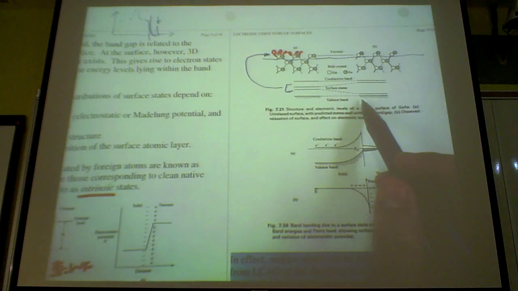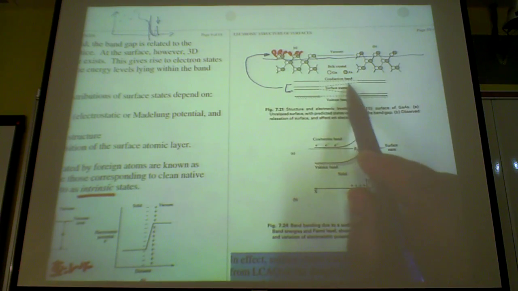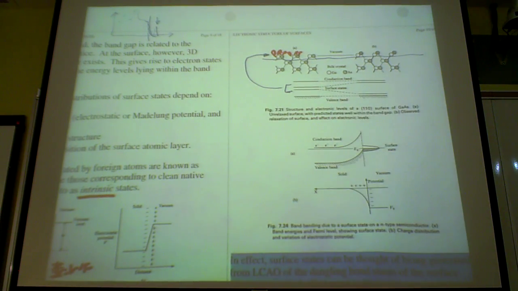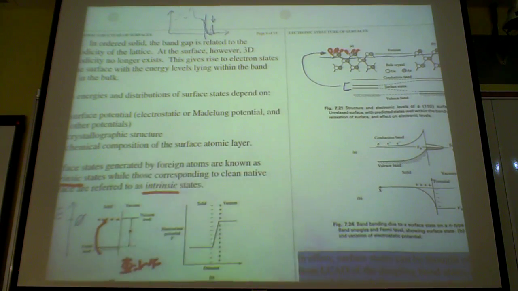So even though the conduction band and valence band are the same, your bulk is the same, these surface states will change. And so this is what you actually see if you measure it. Okay. So this is an example of the surface state depending on the crystallography structure that you see.